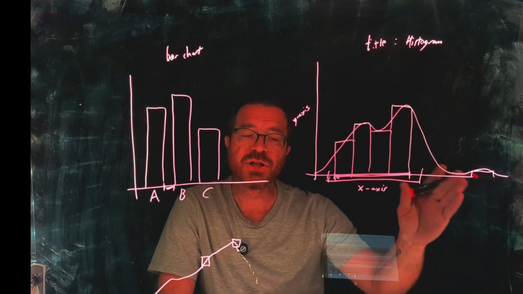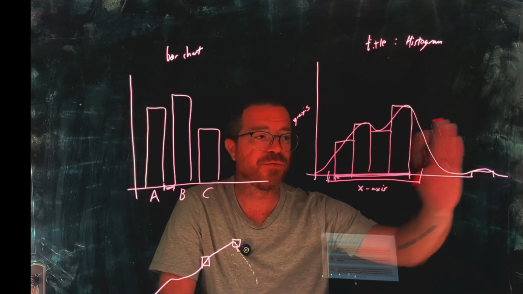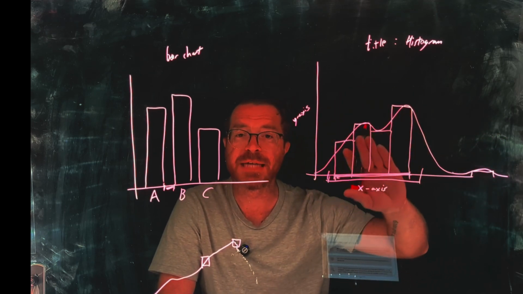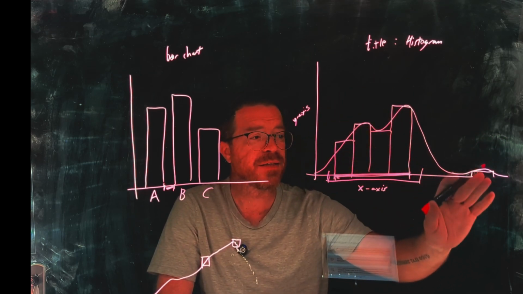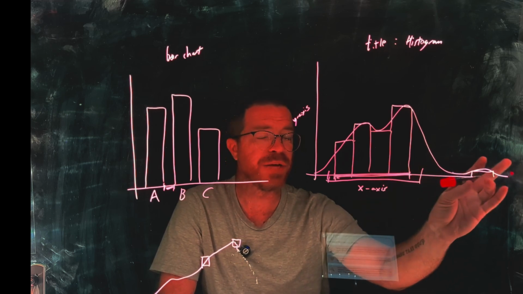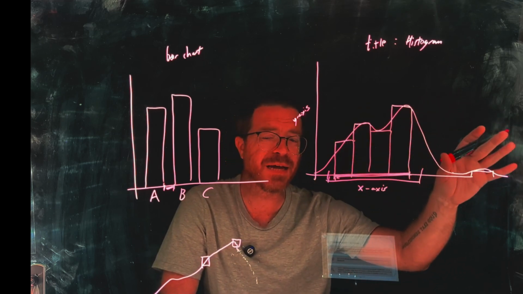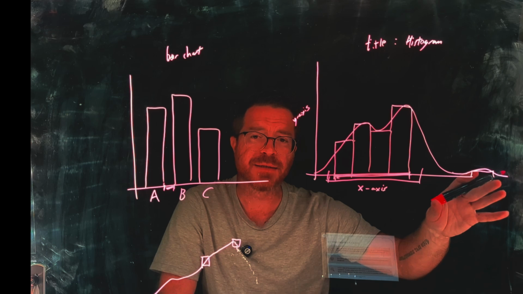So an outlier is just some data that is far out from the rest of the data. And a histogram can give us this information by showing us that we have these values that are far outside of what we would expect.